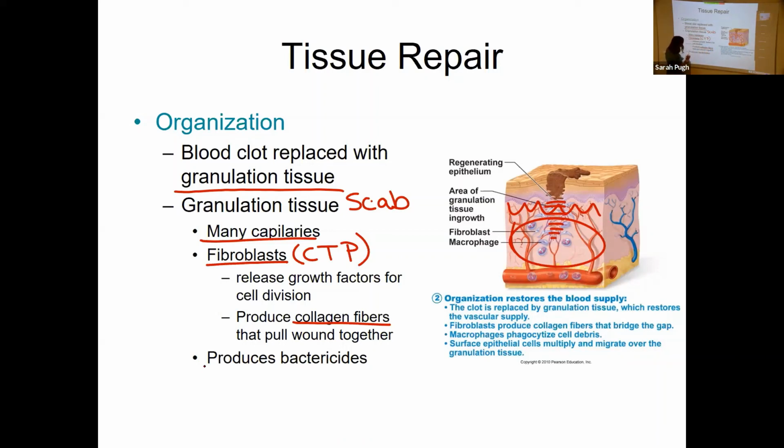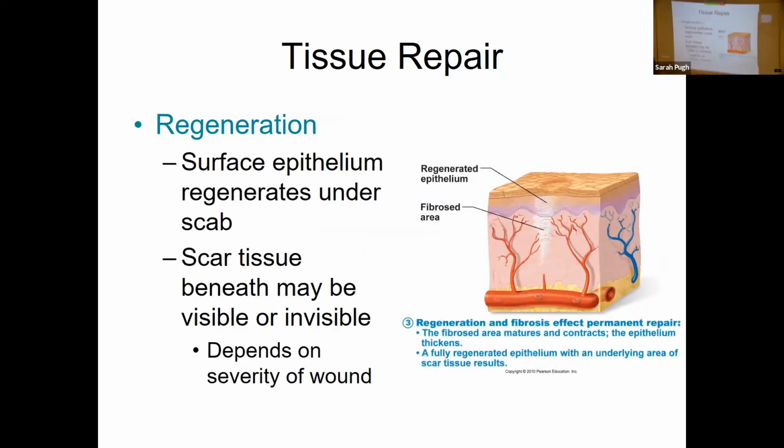Also, granulation tissue has bactericides in it. Remember, we talked about how your skin releases bactericidal substances. Granulation tissue does the same thing. And then the very last step is regeneration. Regeneration means that you're going to regenerate that surface epithelium underneath that scab.